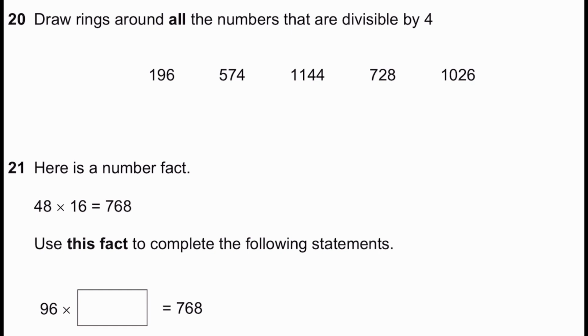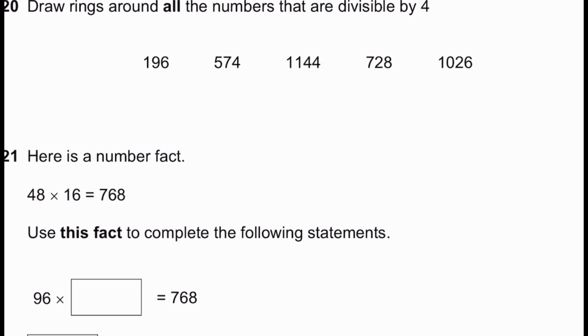Question 20. Draw rings around all the numbers that are divisible by 4. I've got an easy method, unlike doing the long ones. Just take the last 2 digits and see if they're divisible by 4. 96 is divisible by 4. We'll circle that. 74 isn't, so 574 mustn't be circled. 44 is, so 1144 can be circled. So can 728. None of the other numbers are divisible by 4.